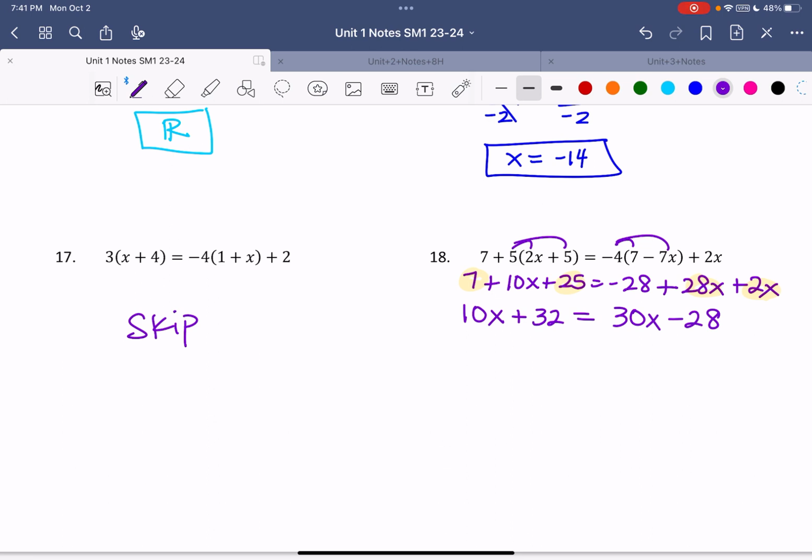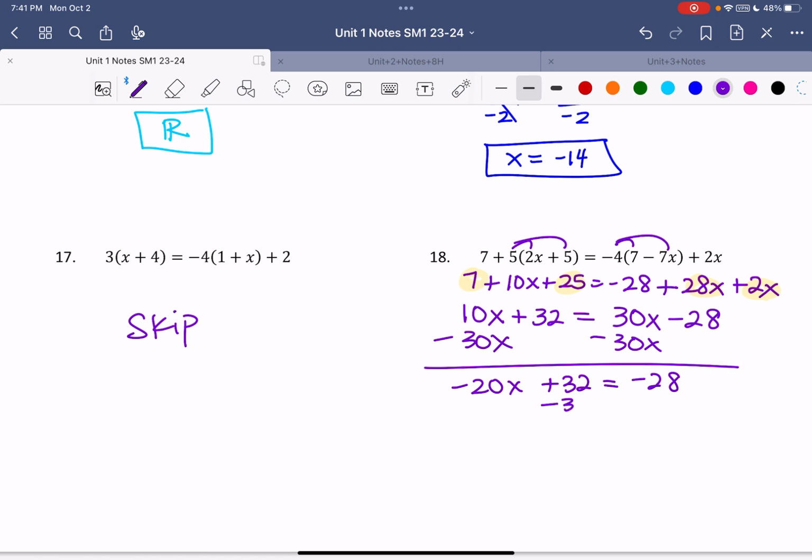Now that we have that, we're going to subtract our 30x. I'll do these in 2 steps. So negative 20x plus 32 equals negative 28. So now we'll move the 32 by subtraction. Negative 20x equals negative 60. Divide by negative 20, and x is 3.